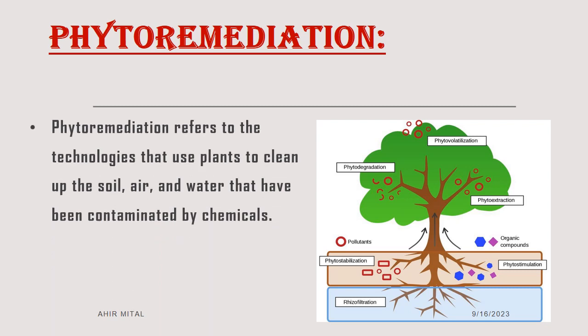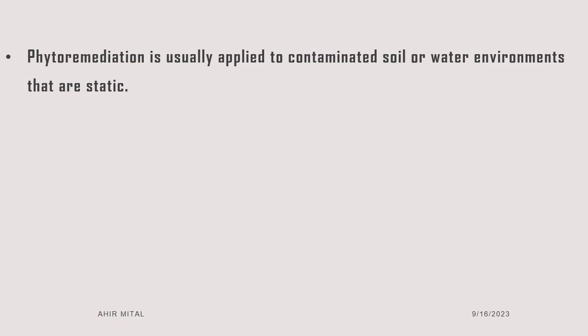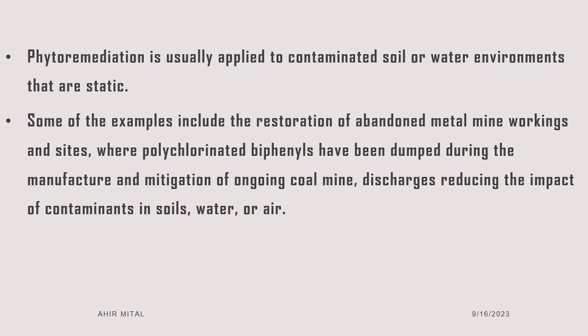Phytoremediation. So, phytoremediation refers to the technologies that use plants to clean up the soil, air and water that have been contaminated by chemicals. But phytoremediation is usually applied to contaminated soil or water environments that are static. Some of the examples include the restoration of abandoned metal mine workings and sites where polychlorinated biphenyls have been dumped during manufacture, and mitigation of ongoing coal mine discharges, reducing the impact of contaminants in soils, water or air.